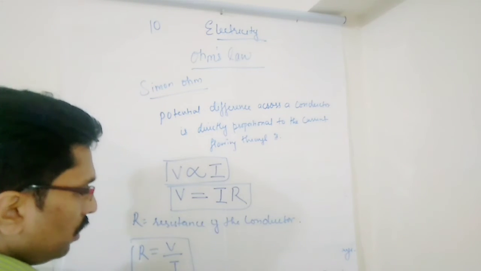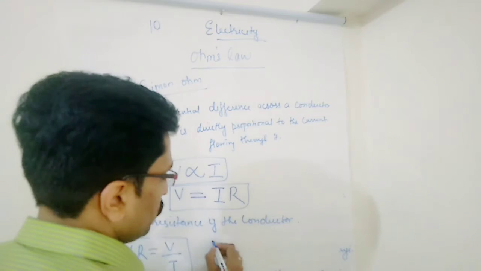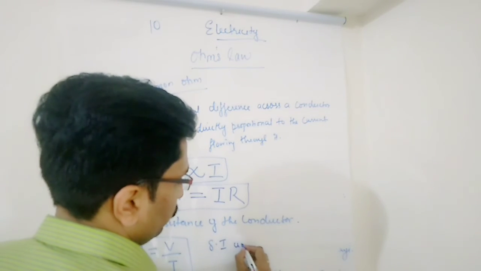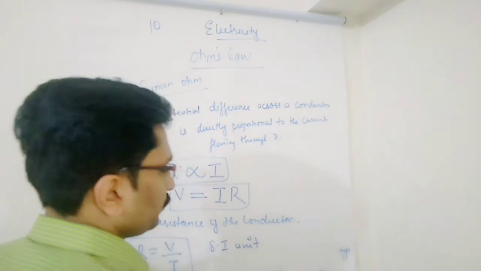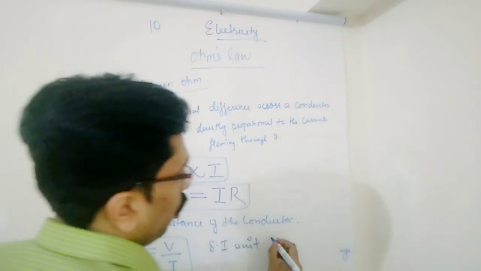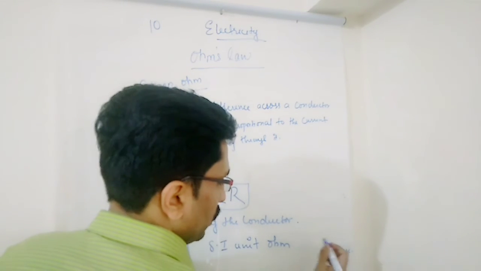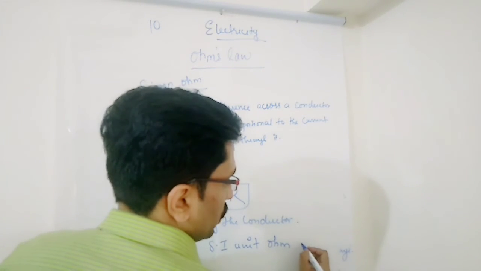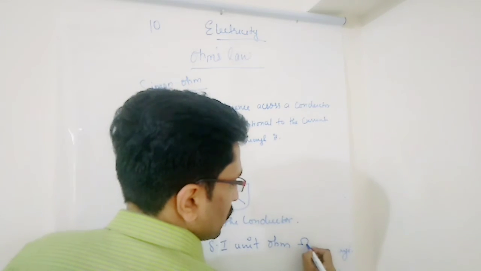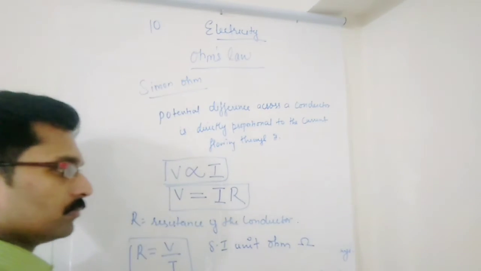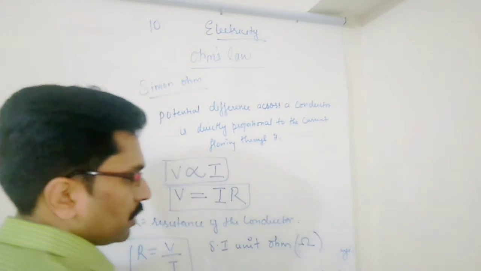Now the SI unit for resistance in Ohm's law is ohm. It is his name itself, his surname, sorry, and it is denoted by the omega sign. This is the symbolic representation of ohm.